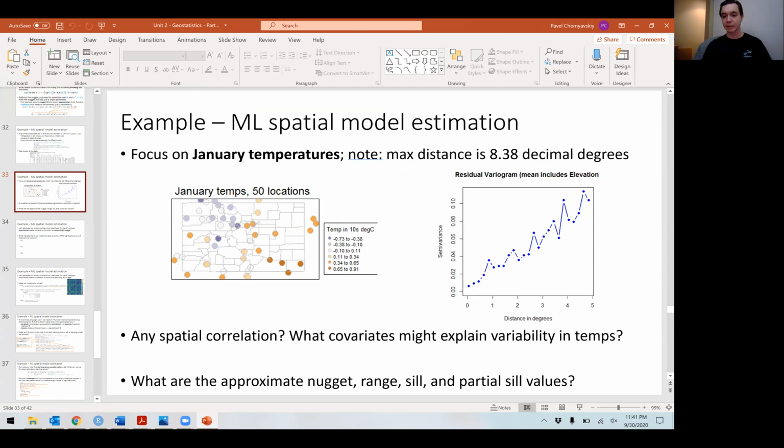If you believe the sill is up here at 0.1, the range is somewhere between 4 and 5. If you believe the sill is somewhere in the 0.04 range, then the range is somewhere in the 2 to 3 decimal degrees area. I picked this example to show you how frustrating using variograms can be at times. For example, did I cut off this variogram too early? Did I not cut it off early enough? Where is the sill and where is the range?